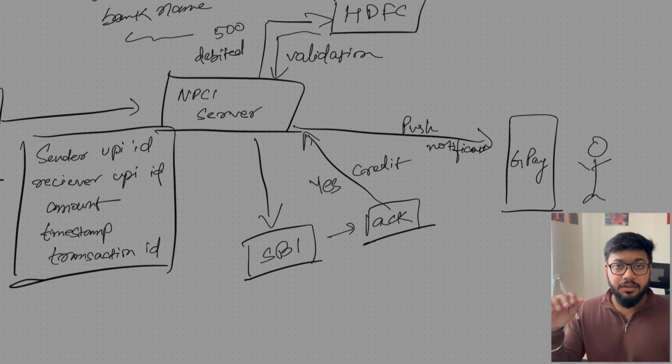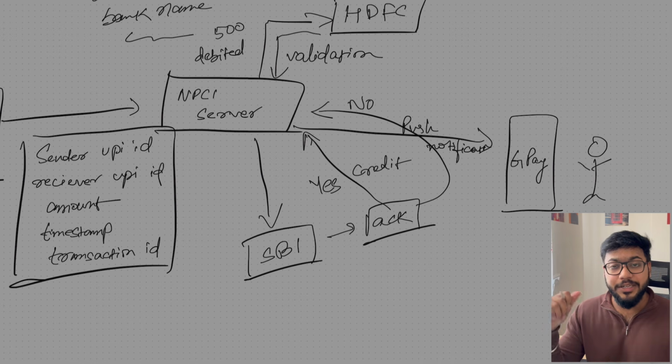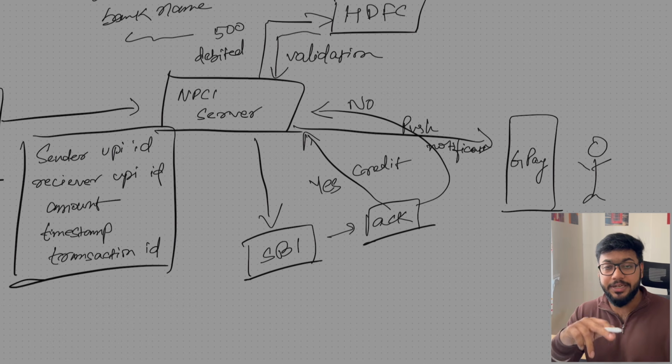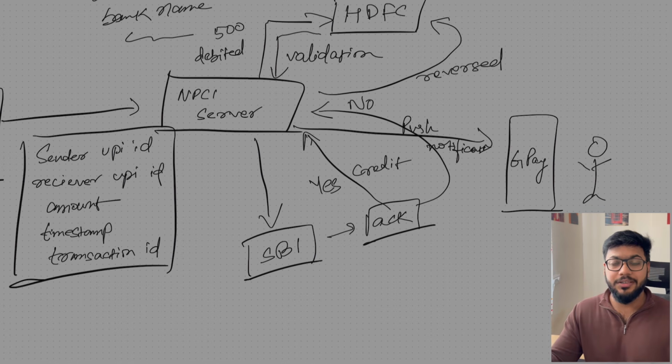For any reason, if SBI is not able to acknowledge this request, what will happen? Let's say the acknowledgement is no, for any reason. The server might be busy, right? HDFC has already deducted 500 rupees from the sender's account, but the receiver's bank didn't acknowledge. So this amount will be reversed to the sender's account.